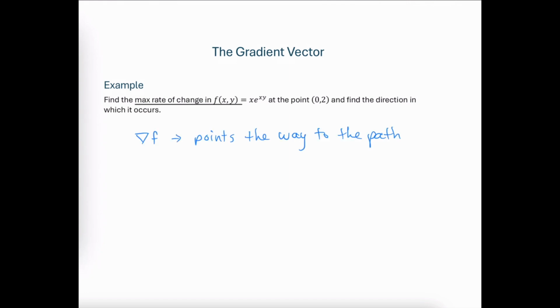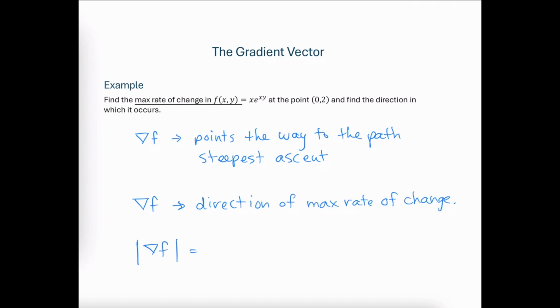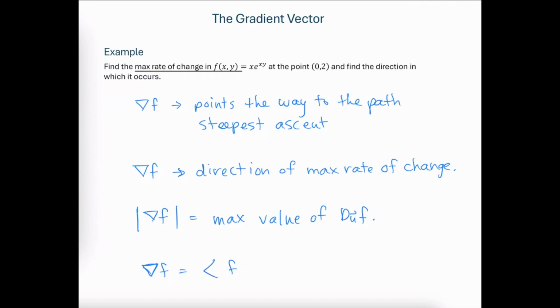The gradient of f, or del f, points the way to the path of steepest descent. So this gradient vector is going to give us the direction of the maximum rate of change. And the magnitude of the gradient vector is going to give us what that maximum rate is, the maximum value of the directional derivative. And the formula for calculating the gradient vector is the first partial of f with respect to x, first partial of f with respect to y.